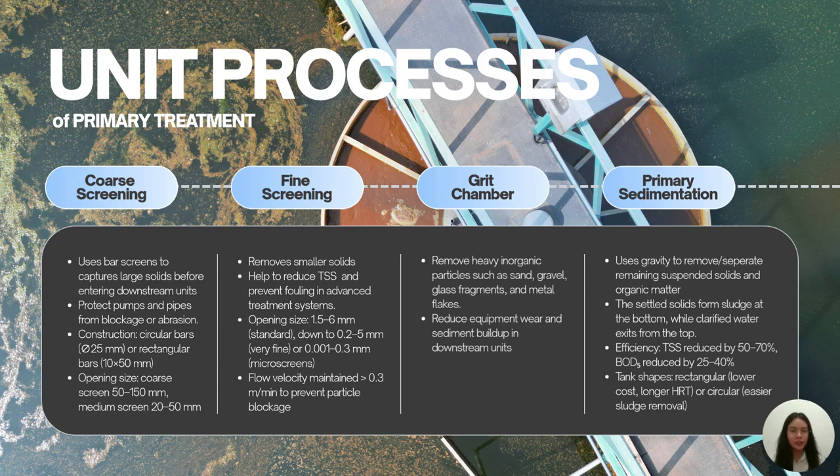After that, the grit chamber removes heavy inorganic particles such as sand, gravel, glass fragments, and metal flakes that the screen cannot catch. Removing these early reduces equipment wear and prevents sediment buildup downstream.